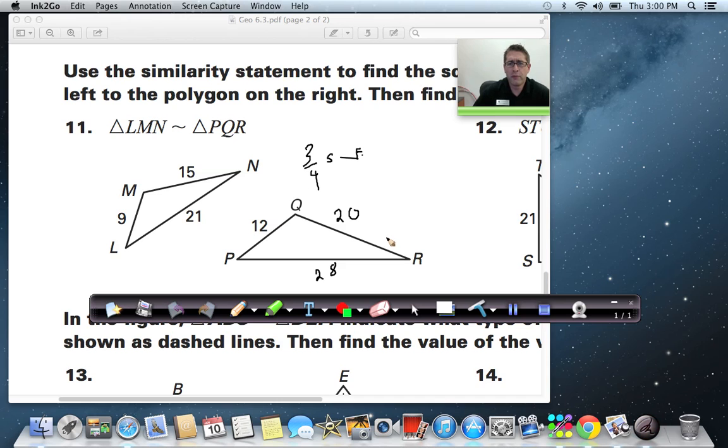Alright, hope that helps you guys use scale factor in finding similar triangle parts. Scale factors are cool.